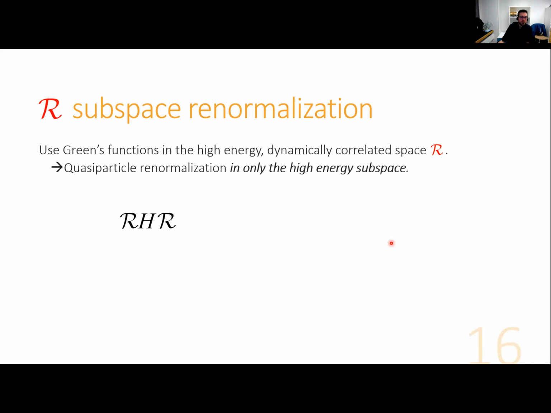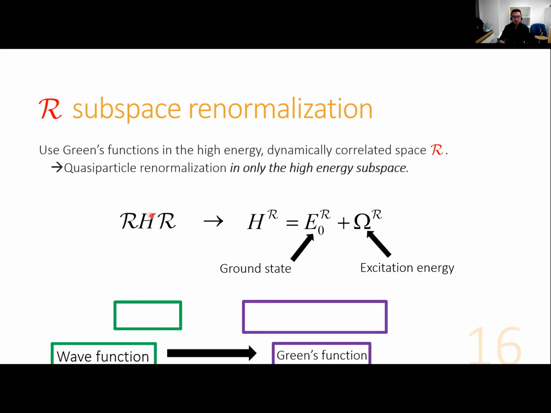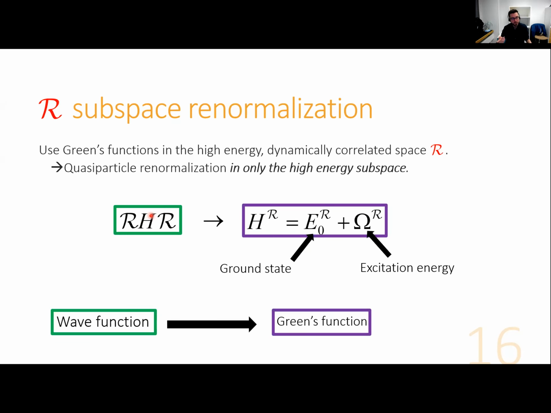So I want to perform this quasi-particle renormalization in only the high energy subspace on just a block of the Hamiltonian. And the reason is that we're really good at using Green's functions to calculate excitations. So I want to do these separately and calculate E0R and omega R separately. And hopefully it will be less expensive than actually diagonalizing this block of the Hamiltonian. So this is the key where I flip the picture from the wave function to the Green's function picture.